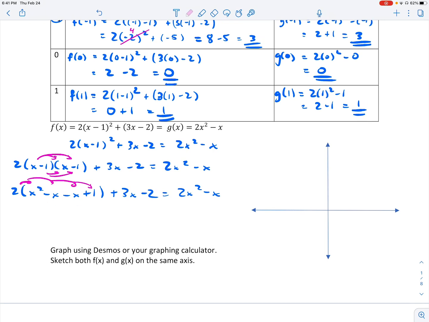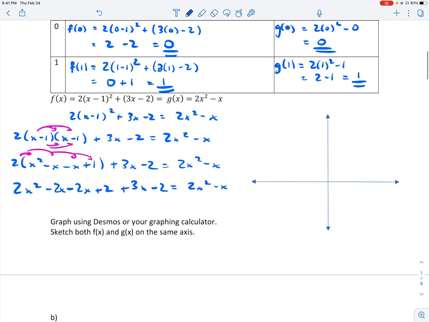So this is just going to end up looking like 2x squared minus, well, I guess we'll collect it in the next line. We'll do minus 2x, plus 2. And we have plus 3x minus 2. So we should see a lot of things collect and give us just 2 terms. So I have an x squared term here, 2x squared. So that's going to stay.